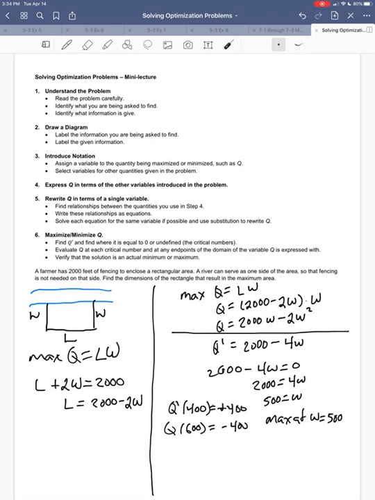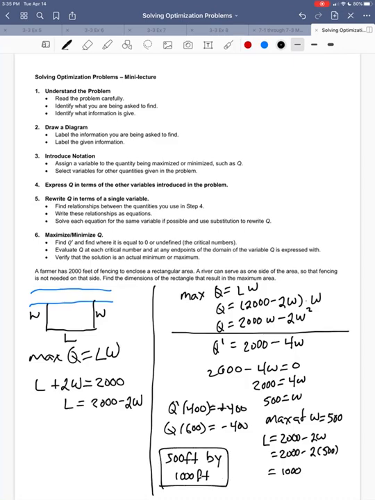And then when I go to answer the question, find the dimensions of the rectangle. So my width is 500, my length is 2,000 minus 2W. So that'll be 2,000 minus 2 times 500, which would just be 1,000. So my dimensions are 500 feet by 1,000 feet. And that would be the solution to the problem.